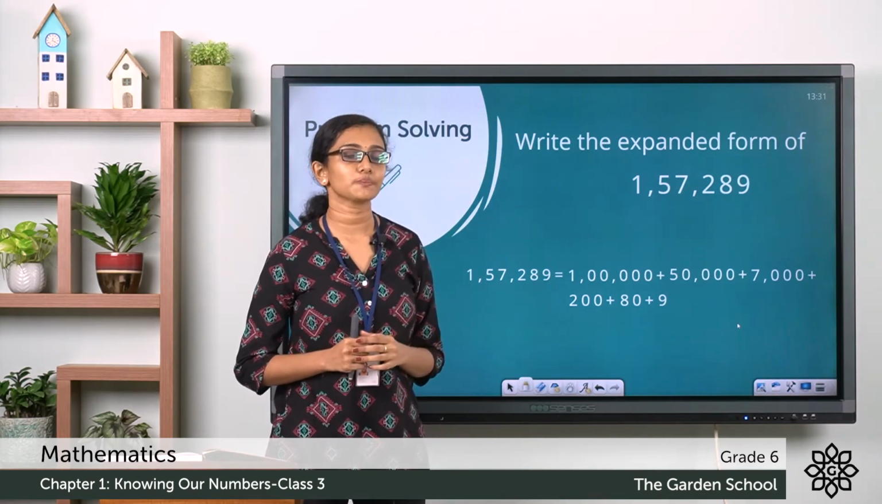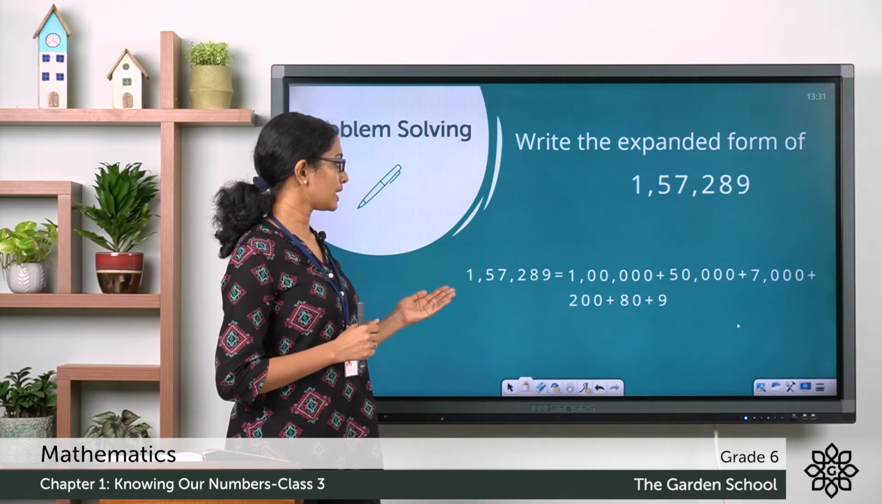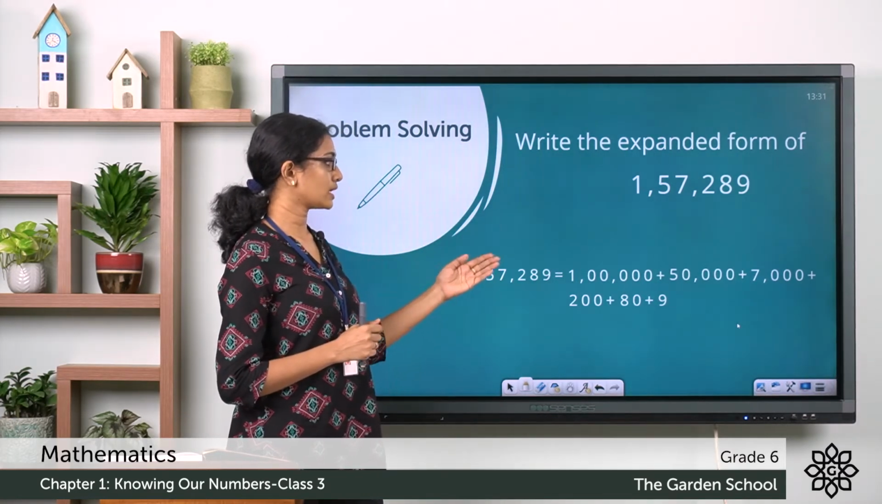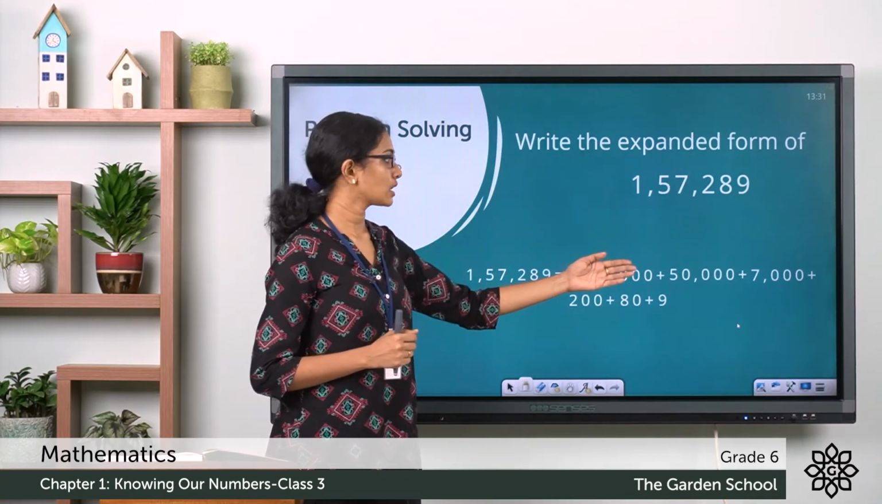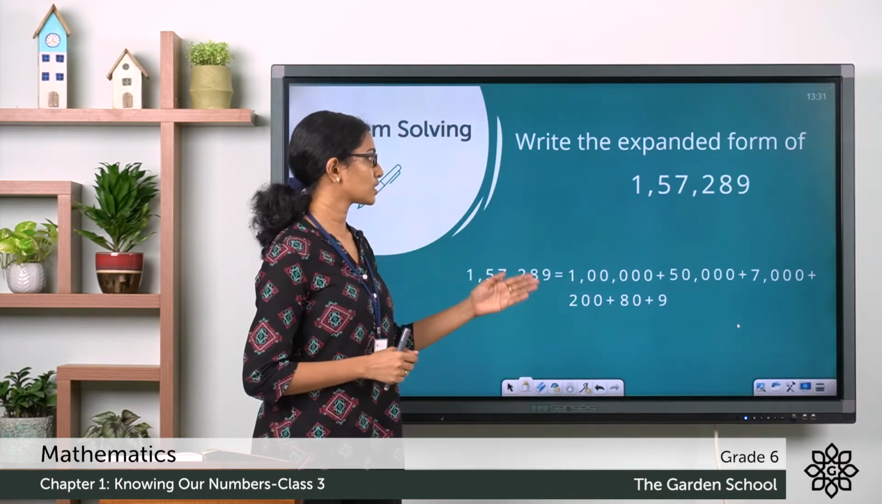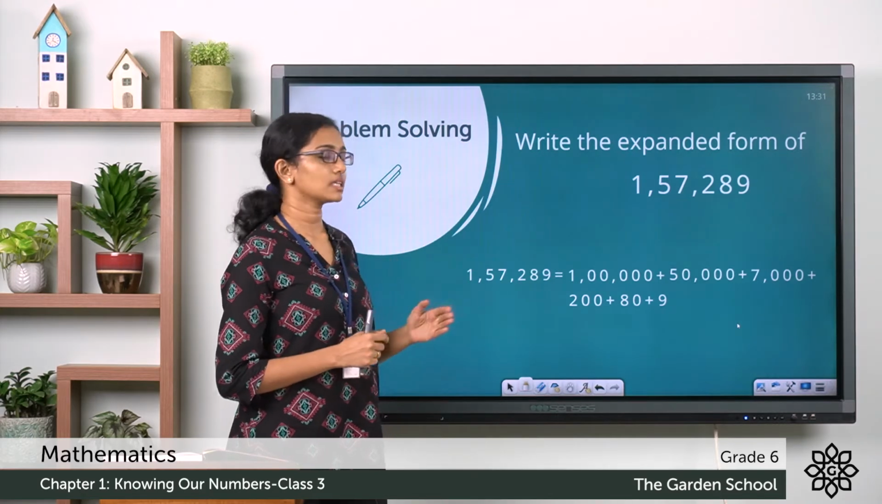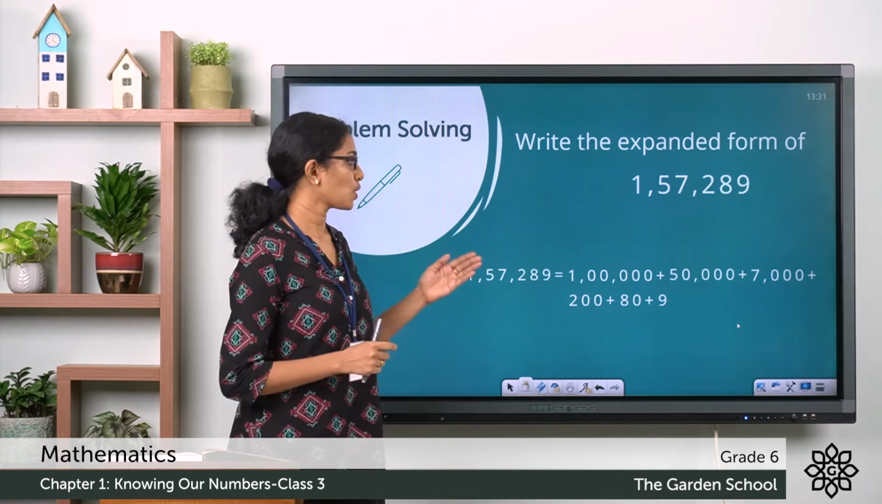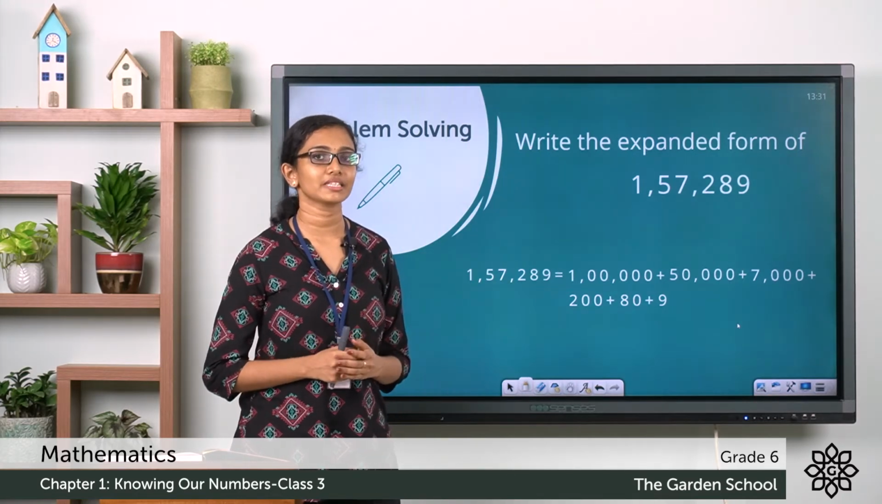Now how do we write the expanded form? We can write the number like this: 1,57,289 equal to 1 lakh plus 50,000 plus 7,000 plus 200 plus 80 plus 9, which is the sum of the place values of the digits in order. So I hope you are clear with this now.